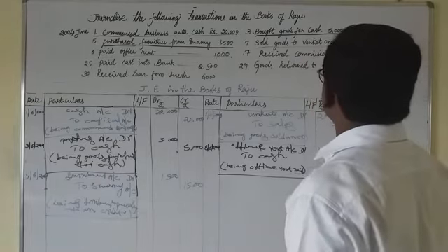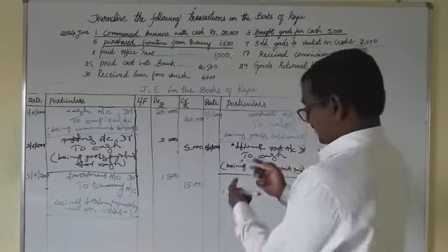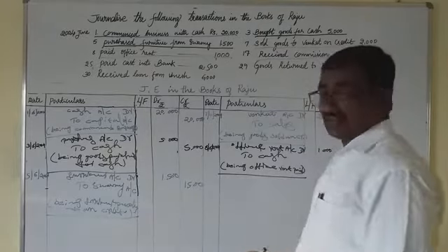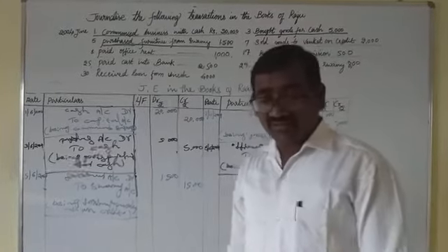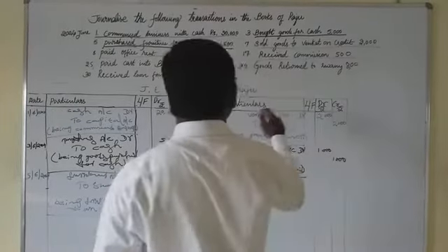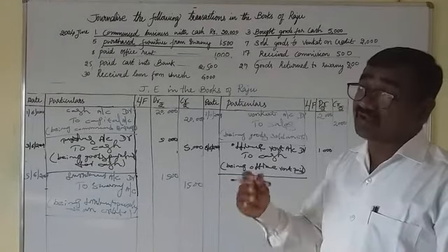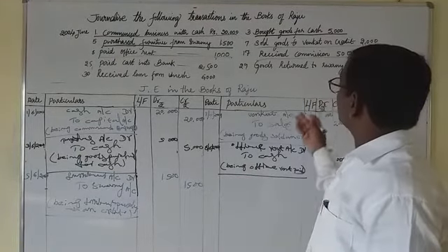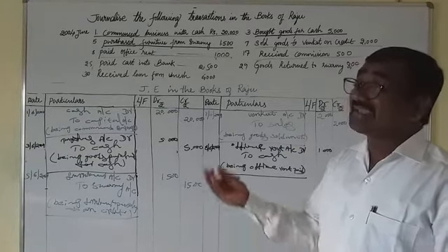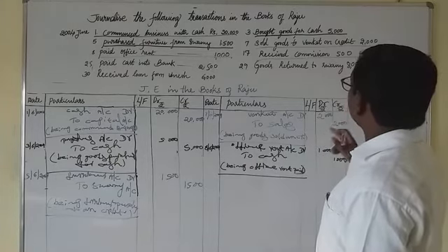Received commission 500. Debit all expenses and losses, credit all incomes and gains. Commission received is a gain. So in this transaction, received commission.